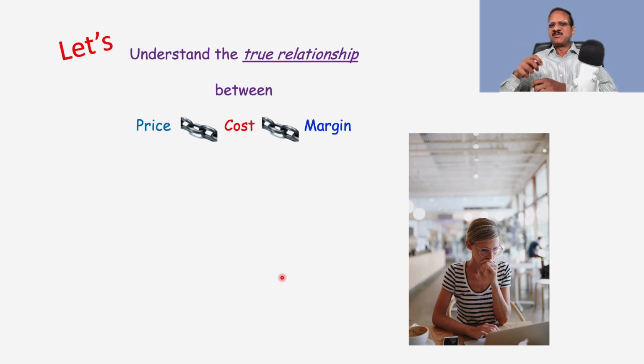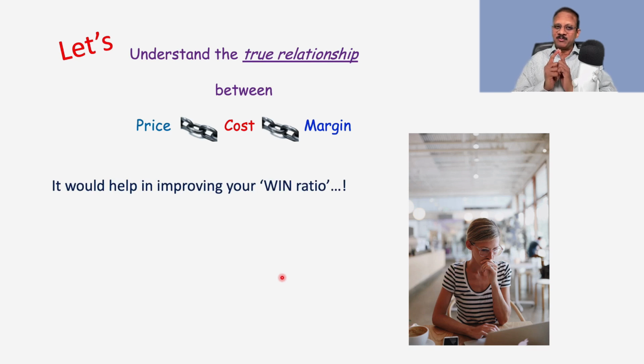We will not be discussing all those factors in depth in this course because our focus is slightly different. But we'll look into the key relationship between these three parameters. Like I said earlier, there are two perspectives to understand the relationship between these three parameters. Normally people follow one approach. We are going to discuss a different approach, which would help you in improving your win ratio.